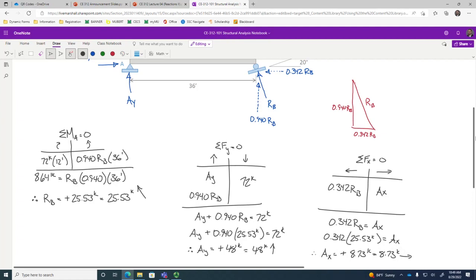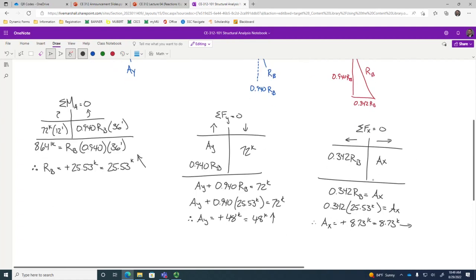So to summarize, what we're interested in is the unique independent reactions, and I've got AX is 8.73 kips acting this way, AY is 48 kips acting up, and then RB is 25.53 kips that way.